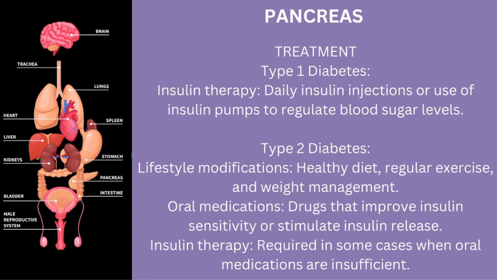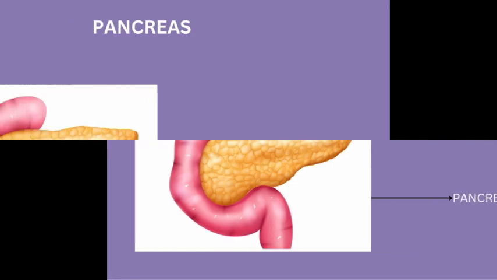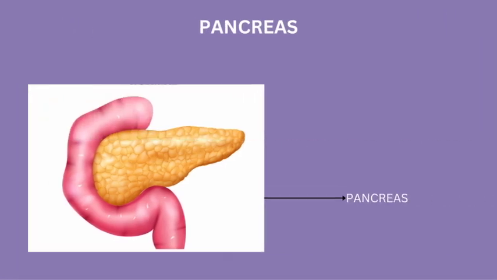Treatment involved. For type 1 diabetes, insulin therapy, daily insulin injections or use of insulin pumps to regulate blood sugar levels. And for type 2 diabetes, lifestyle modifications: healthy diet, regular exercise, and weight management. Oral medications, drugs that improve insulin sensitivity or stimulate insulin release. Insulin therapy, required in some cases when oral medications are insufficient. This is the image of pancreas.